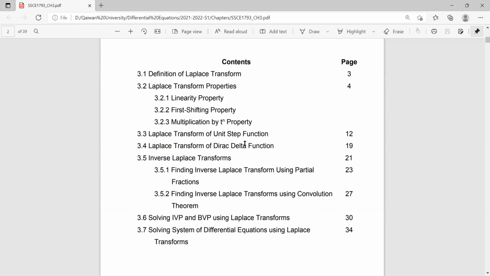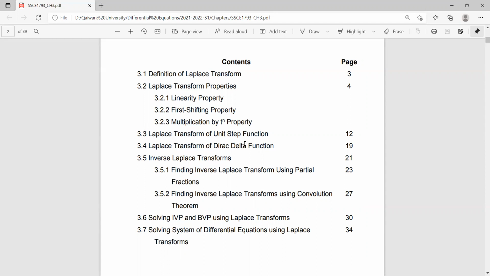In the second one, we have Laplace transform properties. Here we have 3 properties of Laplace transforms. First, we have linearity property. Second, first shifting property, and the third one is multiplication by t to the power n property. In section 3, we have Laplace transform of unit step function.